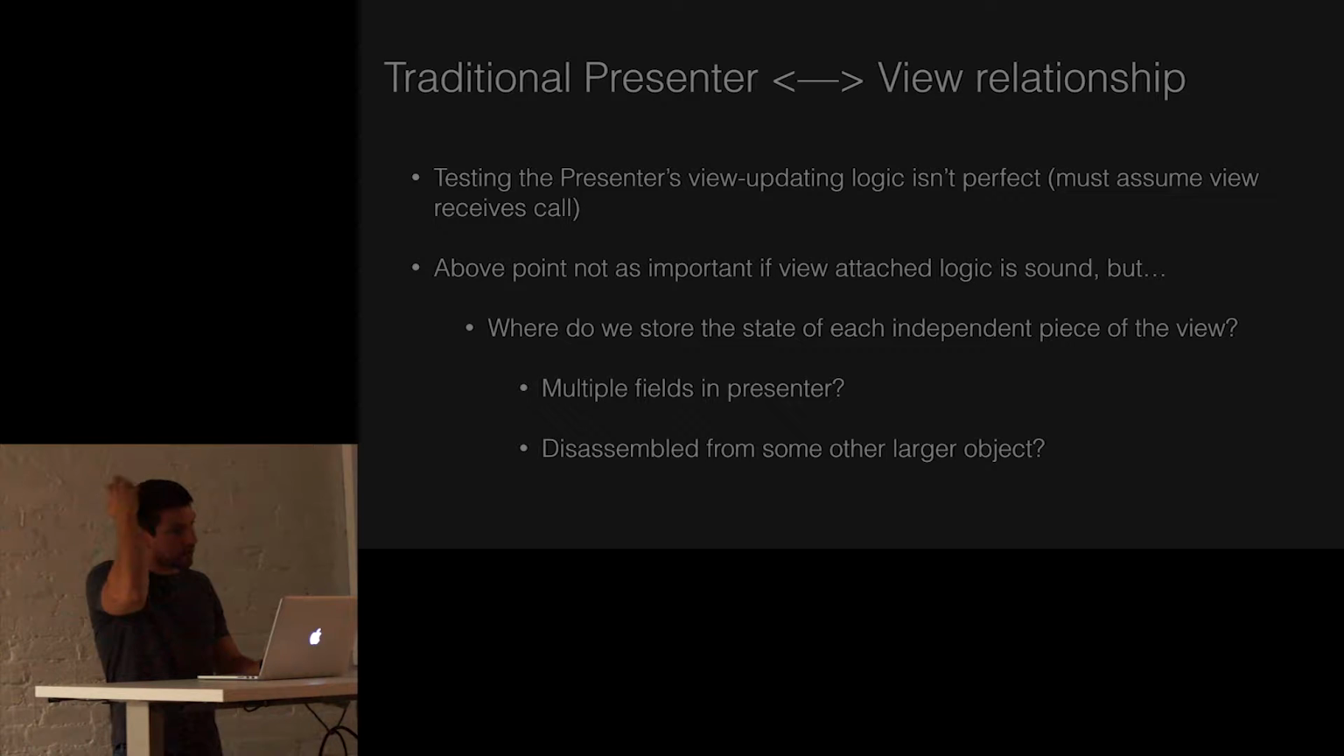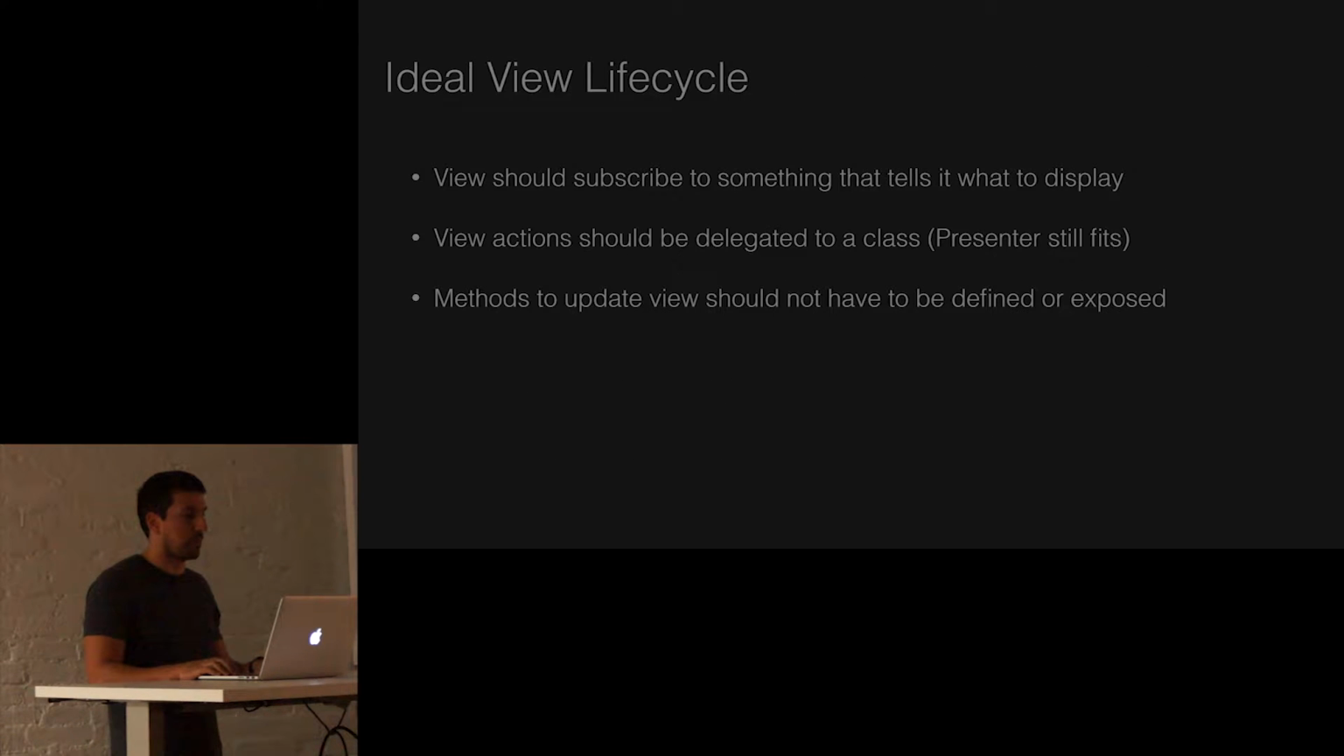Above point, only important, or not important, not a big deal if the logic is sound in your presenter. So if a view does become attached and you already have the data loaded, if you have that all sorted out, it's going to work fine. But it still comes down to where do we store the state of all of the data that's supposed to be set on the view? And is it multiple fields in the presenter, or do we have one object that each time the view attaches we disassemble in the presenter and then pass it on to the view? Or do we pass that object to the view and let it disassemble, which is probably the least ideal case, because no matter how simple, you're still moving logic into your view beyond just setting text or something simple like that.